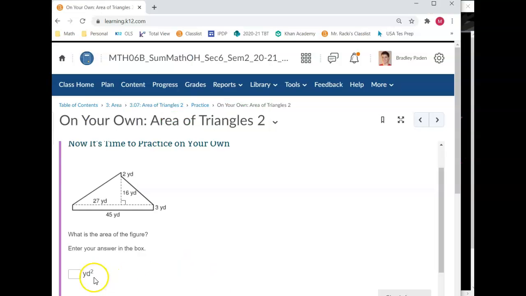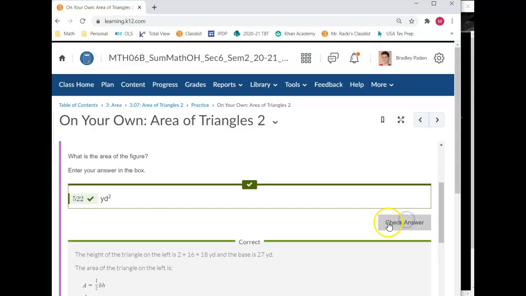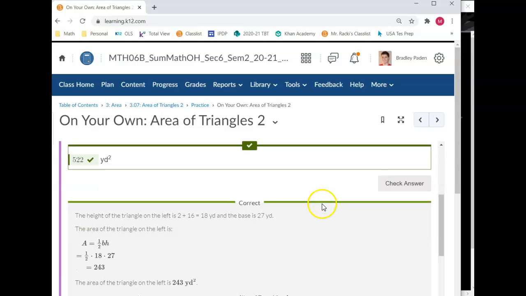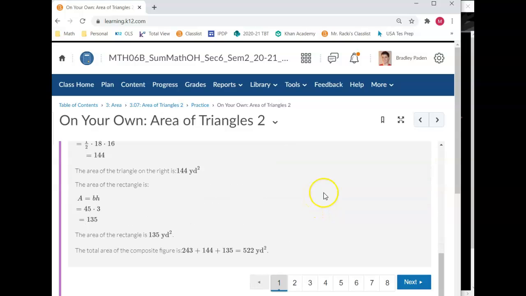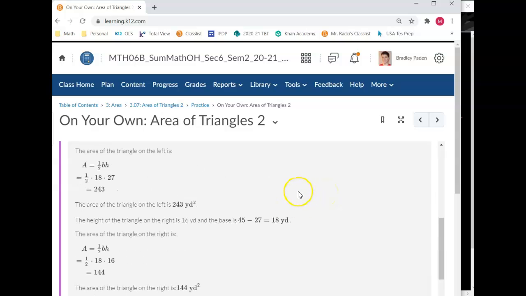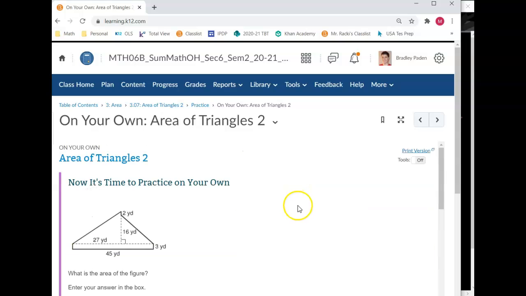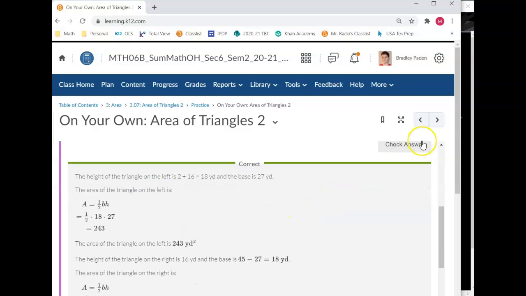Let's see if that's it. Check your answer. Bingo! And they'll give you a full explanation here when you get the correct answer. It should look pretty similar to what I just did. All right. Let's go to the next one.